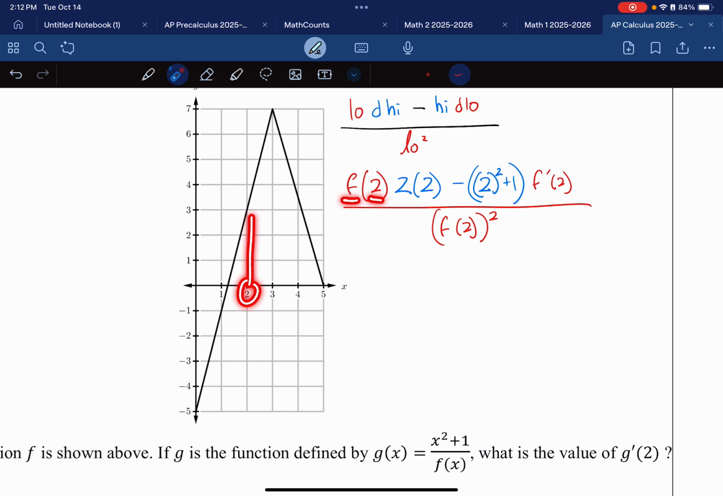So the height at 2 is 3. Come over here and say this is now 3 times, okay, 2 times 2 is 4, so 3 times 4 minus, okay, over here I have 2 squared, which is 4, plus 1 is 5, so it's going to be 5 times, okay, f prime of 2 is the slope at 2.